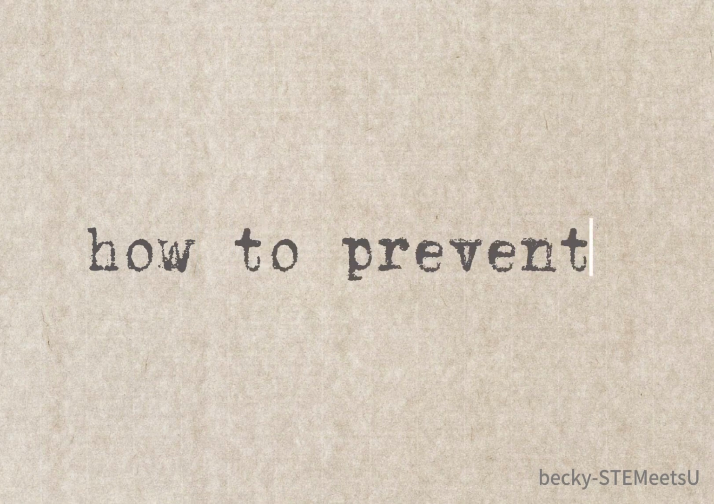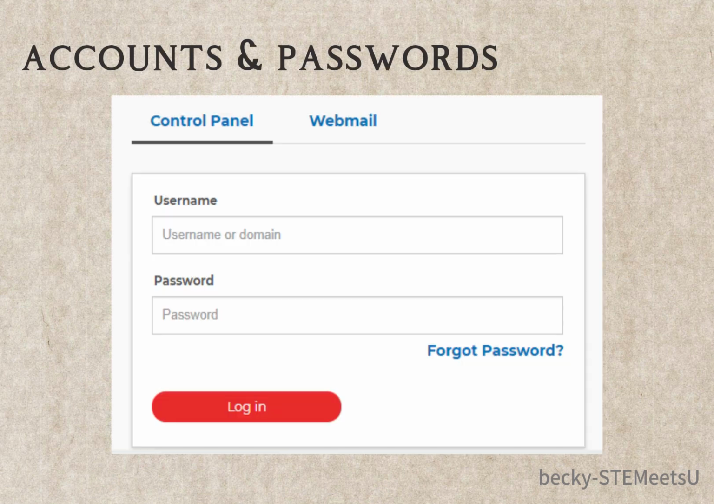So how can we prevent security threats? There are several security measures. The first one is account and password. Data can only be seen after login.